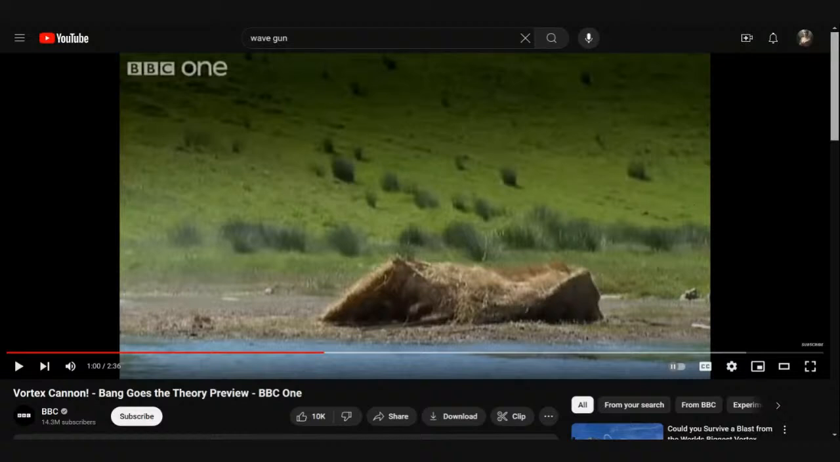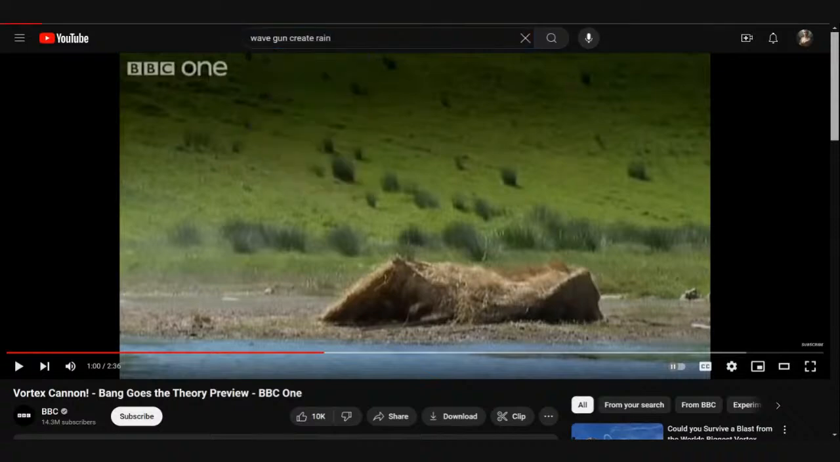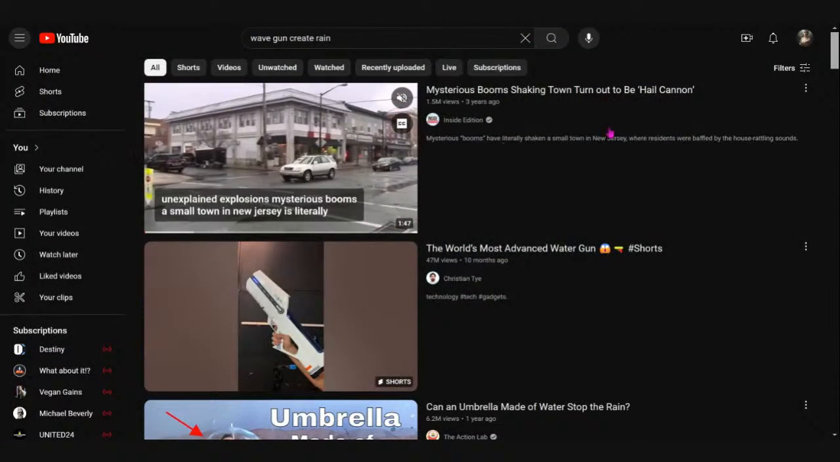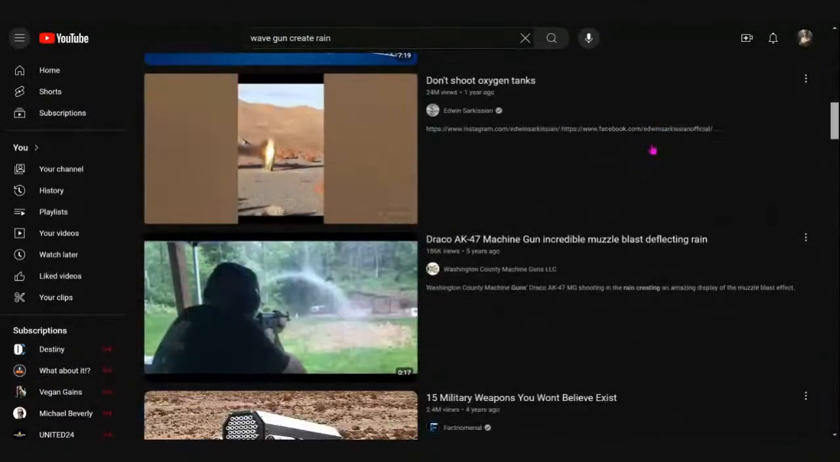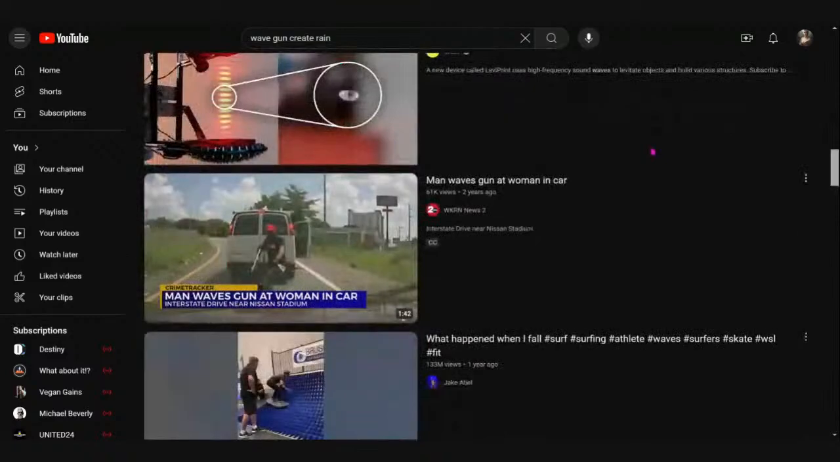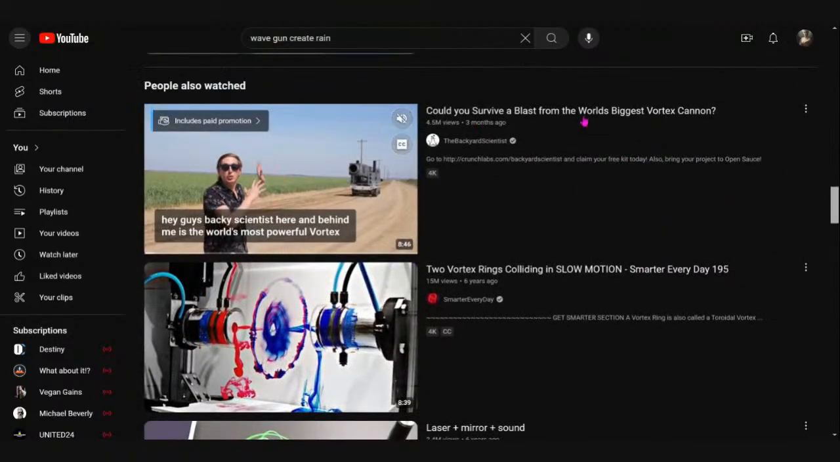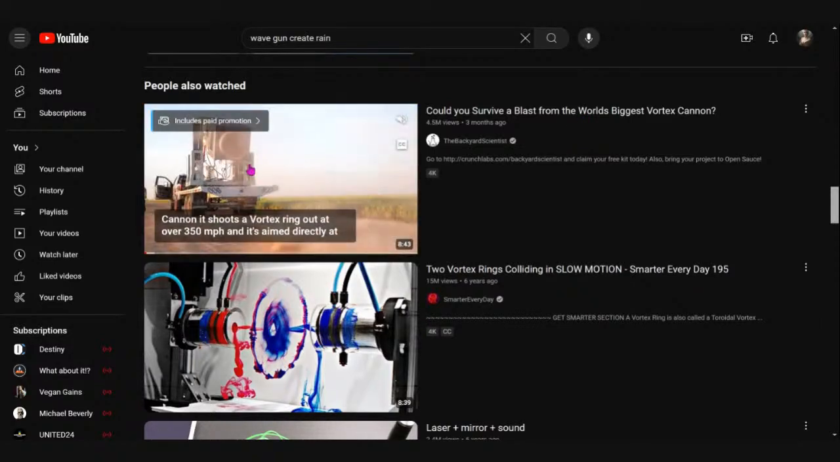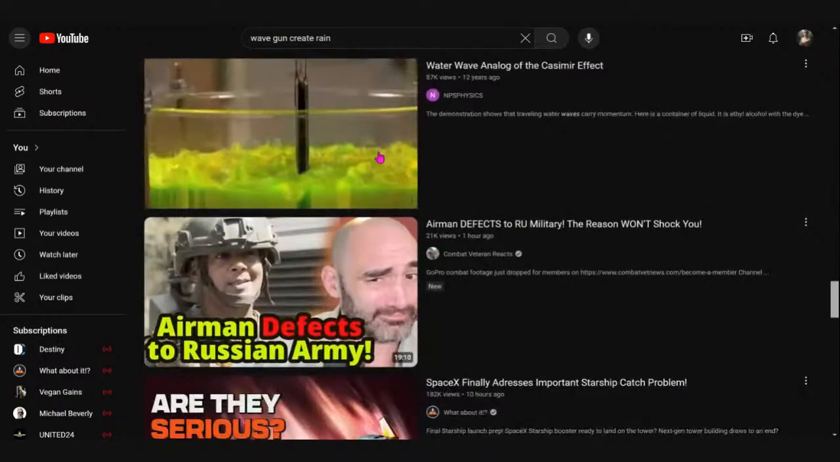There's all sorts of wavings. There are many types of wavings that you can create. By the way, you can use these to create rain. Did you know that? If you just point it at the clouds, you can cause the cloud to start raining. Anyway, these are big vortex cannons, and I saw somebody aiming it at a cloud.